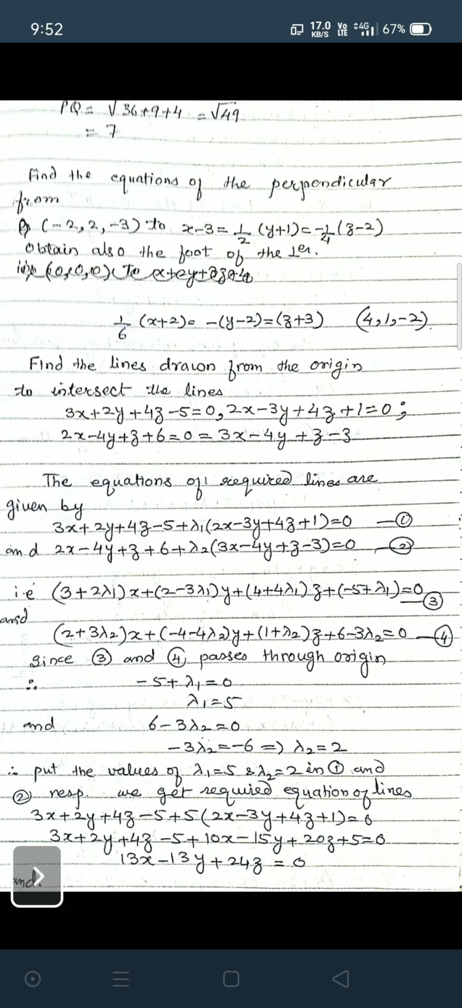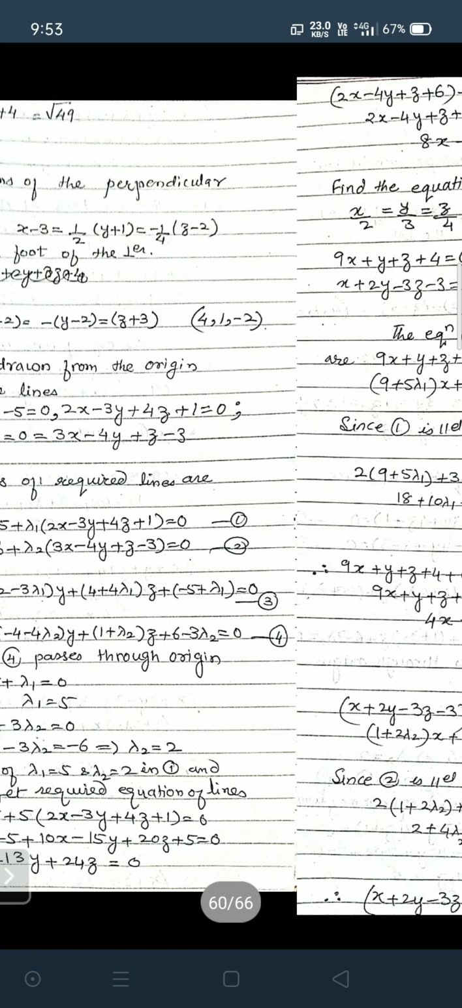So we have 3x plus 4 2y plus 4z minus 5 plus lambda 1, the value came as 5. So 5 into 2x minus 3y plus 4z plus 1 is equals to 0. Solving it, we obtain 13x minus 13y plus 24z is equals to 0.